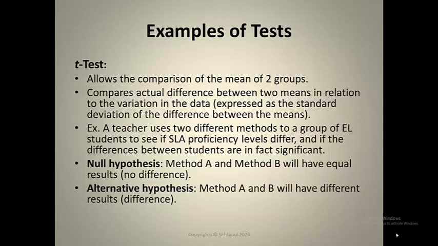For example, a teacher uses two different methods with a group of EL students to see if second language acquisition proficiency levels differ and if the differences between students are in fact significant. So in this case, you will develop a null hypothesis and an alternative hypothesis. The null hypothesis would say something like method A and method B will have equal results, no difference. The alternative hypothesis would say that method A and B will have different results. So there is a difference.